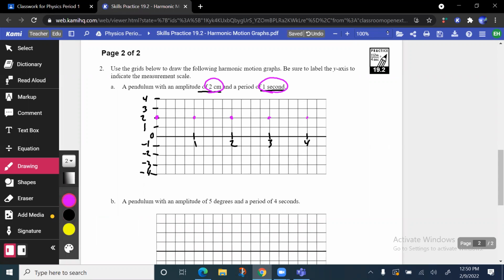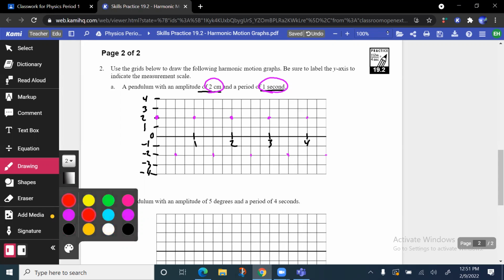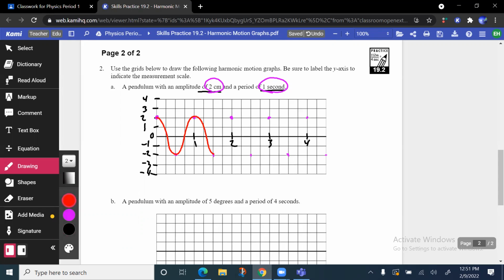And I'm going to now go to -2, and I'm going to put a dot in between. Here, here, here, here, and here. And we can create a nice wave that looks something like this.